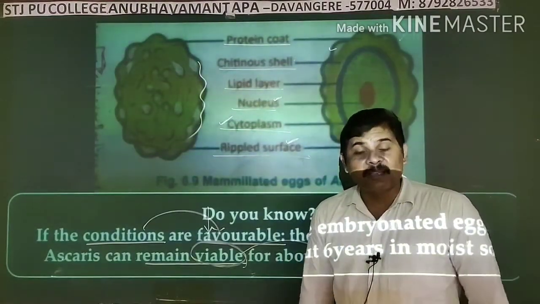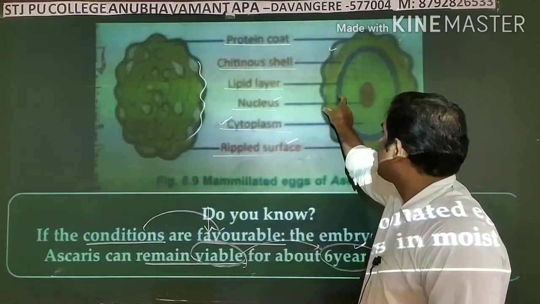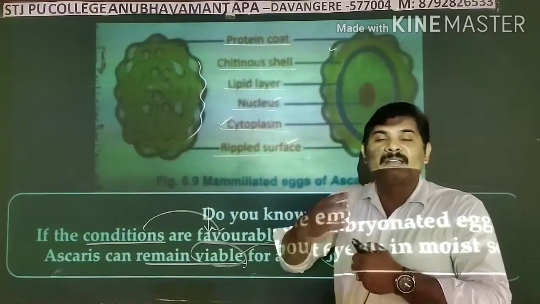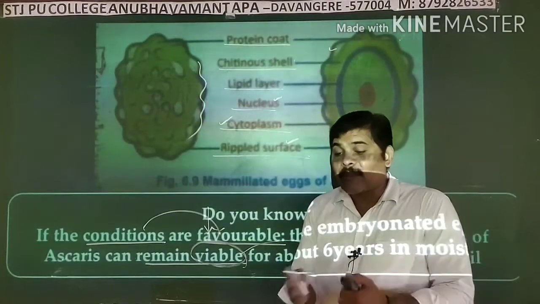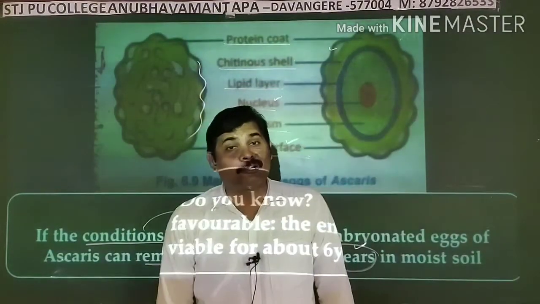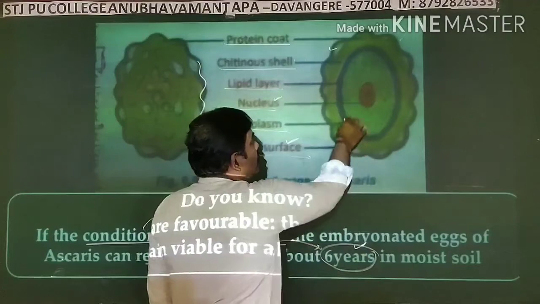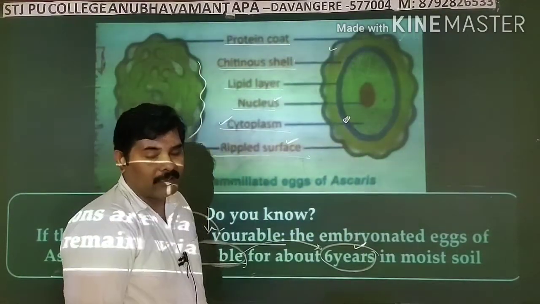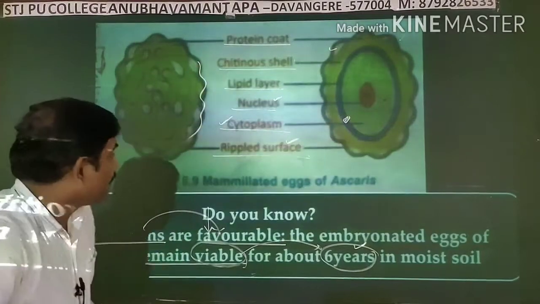Do you guess the reason for this? The important thing is it has a very thick coat which is lined by 3 layers, and they are all made up of 3 different types of materials. And internally it has lipid also, fat that can be used as a food material. Clear? This is all about the embryonated egg.